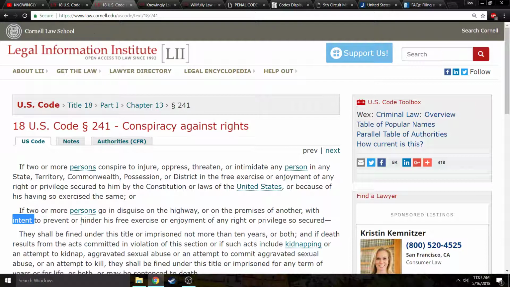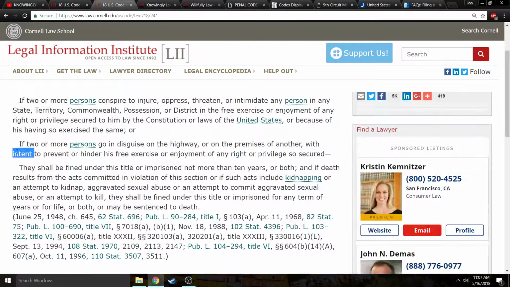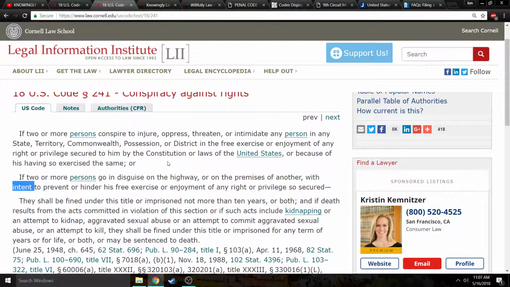So, you have to prove that. 18 U.S.C. 241 was designed to combat the KKK, the Klan. So this one is very targetable to non-state actors. If 2 or more persons go in disguise on the highway or on the premises of another with the intent to prevent or hinder his free exercise or enjoyment of any right or privilege so secured, so your free exercise and enjoyment of the right to, I don't know, life, then this would apply. If they go out there in masks with the intent to do this, they don't actually have to do it. They just have to have the intent to do it.